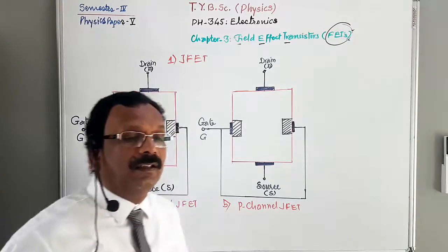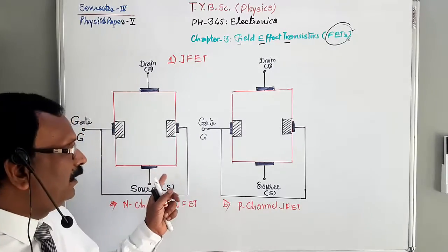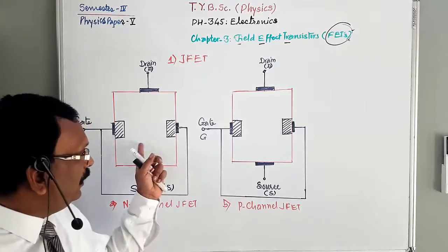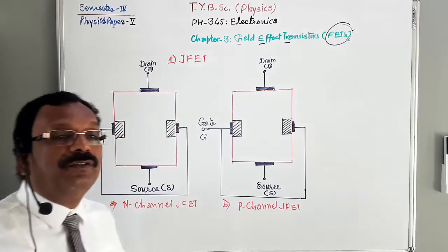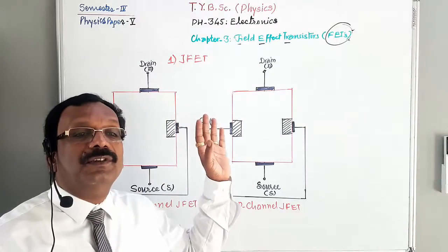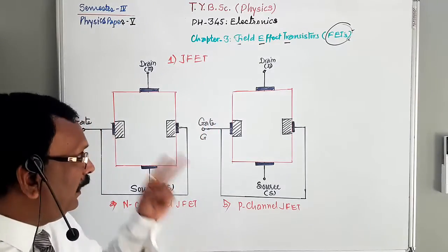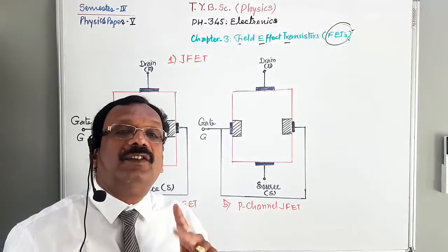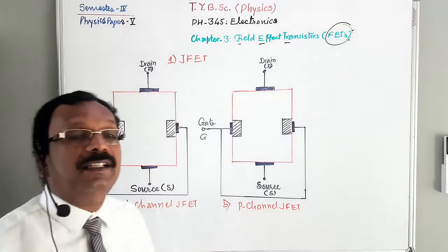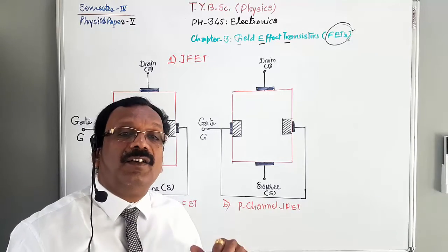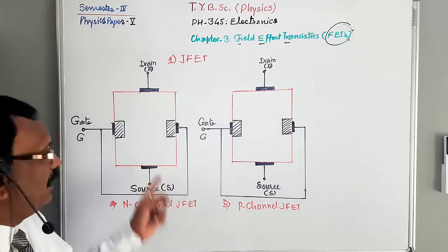Now the basic constructional details of N channel and P channel are shown in these two figures. So make your concentration. First of all, we are going to see the construction of JFET, and in that we are going to see the construction of N channel. Figure first is N channel. Here we are going to see the construction of N channel JFET. The construction of N channel JFET is shown in this figure.